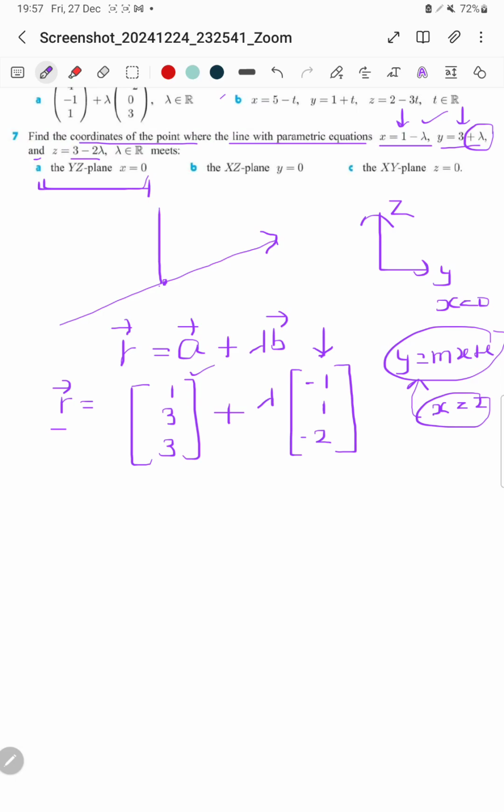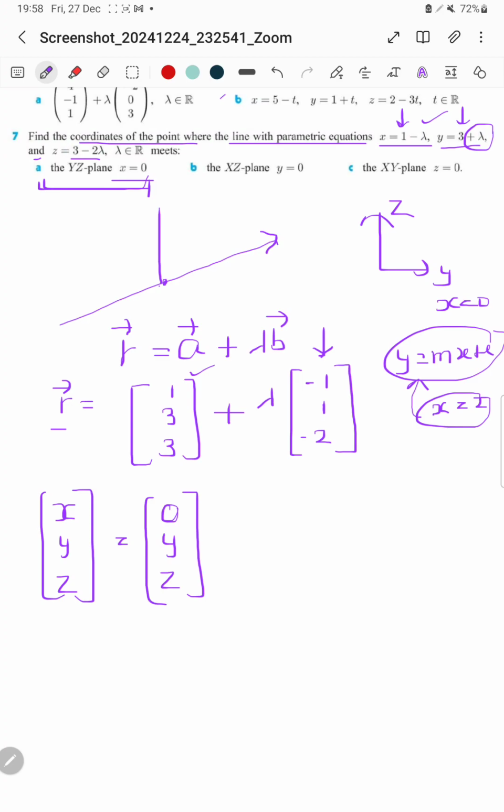So r is my general point. For a certain value, because x is 0 and they are meeting there, when I write the r point as x, y, z, instead of x I will be writing 0. Y and z I have to find out, because y and z can be anything, but x is 0. So this will be equal to 1, 3, 3. That means I am equating it to this plus lambda times -1, 1 and -2.